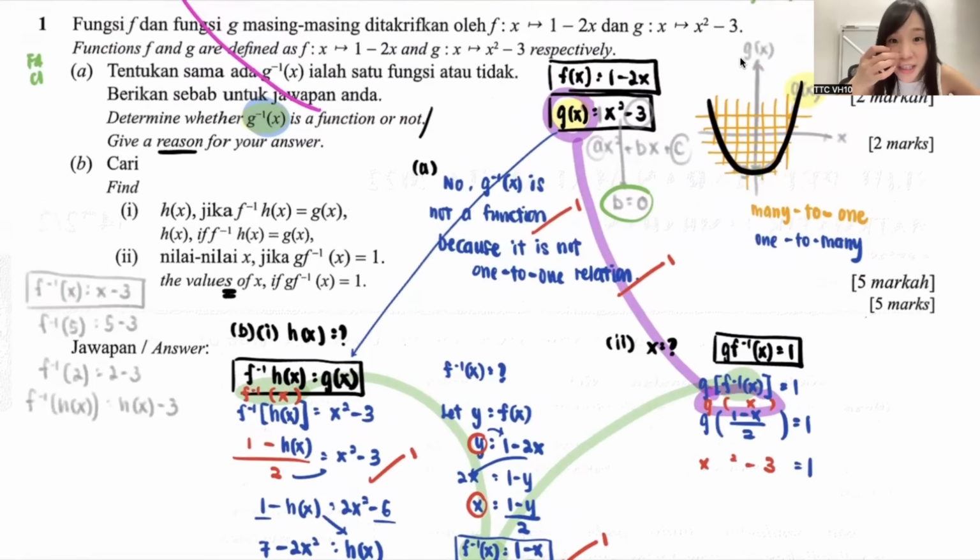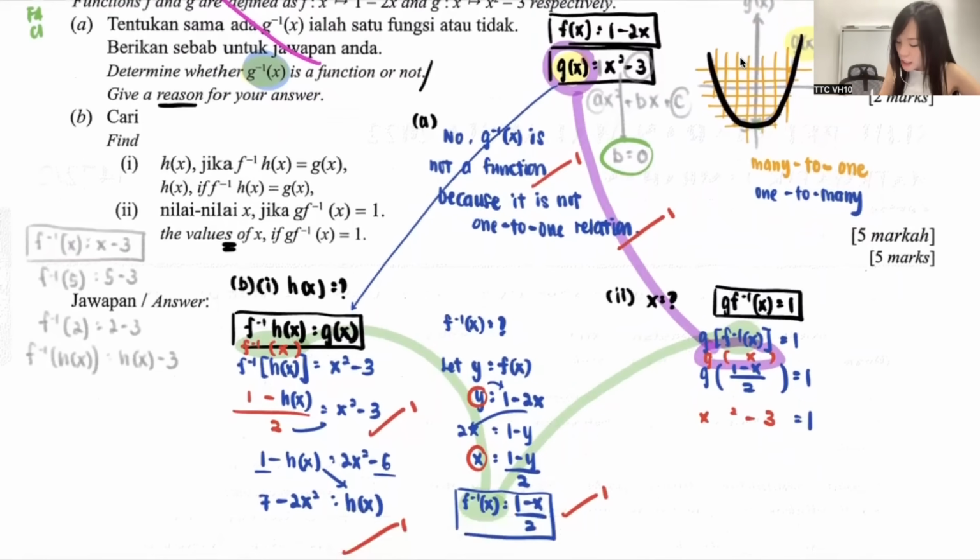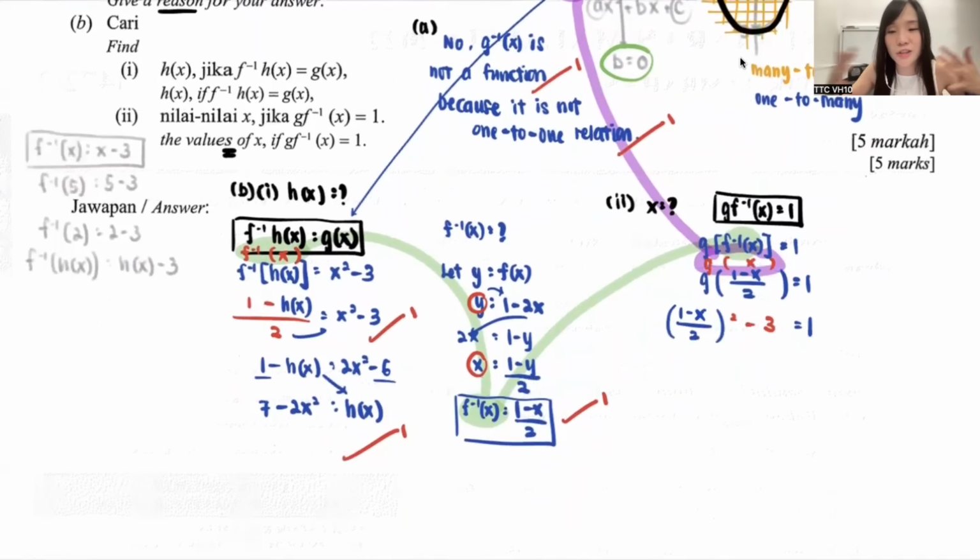But is it correct that I write x squared minus 3? No. You're going to remember, if you are g of x, you write x squared minus 3, you are correct. But now you're not g of x, you are g of bracket 1 minus x over 2. That means your x now, take your eraser, erase it off. And now the x should become what? 1 minus x over 2. Please put a bracket, okay? So with this condition, now you just open the bracket, move around. I think you'll be able to get the x answer.